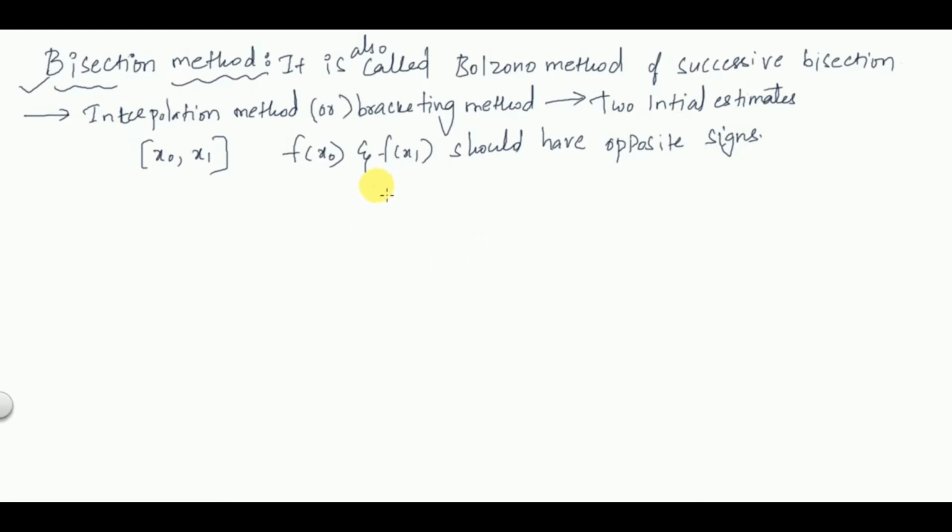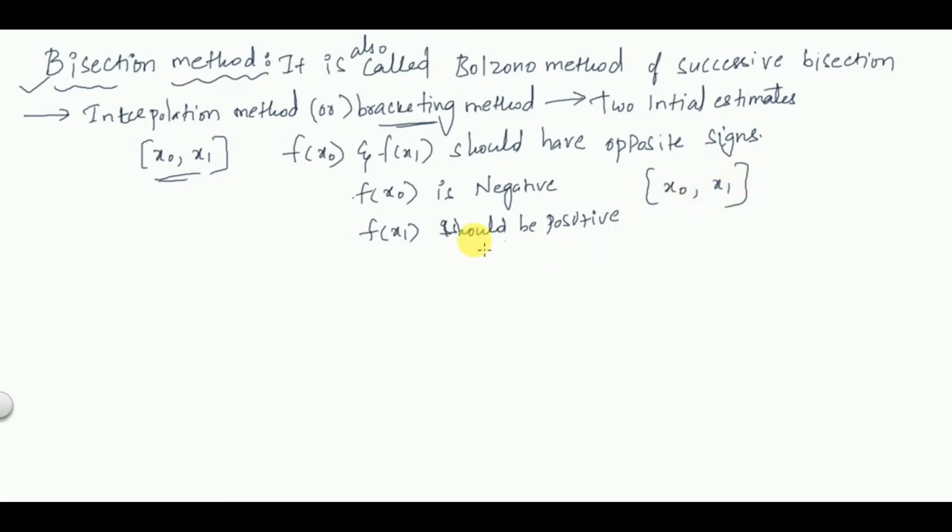Suppose, just as an assumption, f of x0 is negative, then f of x1 should be positive. Then only we can bracket the root. Why is it called the bracketing method? We are bracketing the root between those two initial estimates, x0 and x1. So the condition is that f of x0 and f of x1 should have opposite signs.